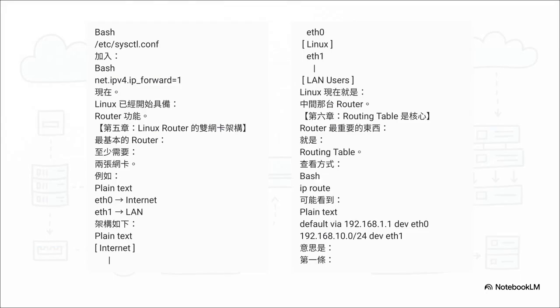Okay, so the brain is awake. Now we need the physical and logical architecture to support it. A basic router requires at least 2 network interfaces. Let's say eth0 connects out to the external internet and eth1 connects to your internal LAN. Right alongside that physical setup is the logical core, the routing table. If you run ip route, it shows you exactly how the server is directing traffic, sending local 192.168 traffic out of eth1 and pushing everything else out of eth0 straight to the default gateway.